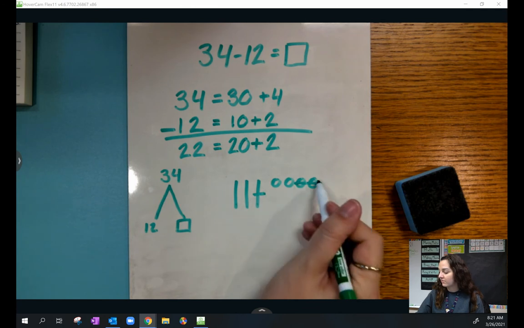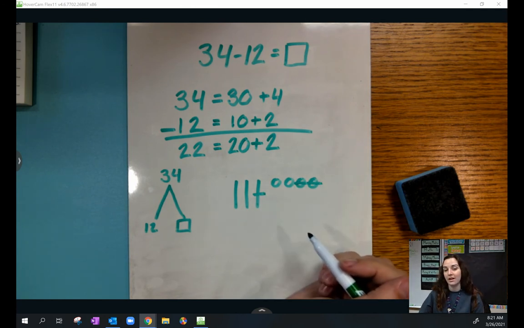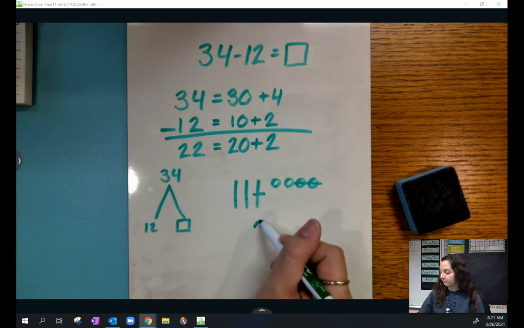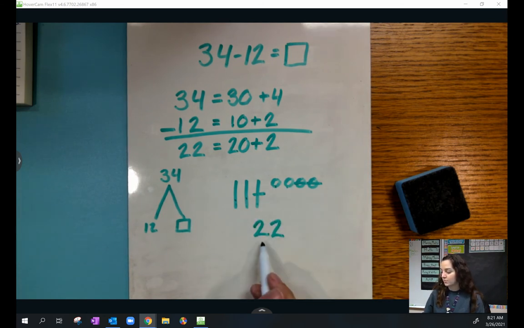So I have 10, 11, 12. And now I count up how much I have left. So 10, 20, 21, 22. And that just proved that both of my answers match. So that is how they're going to be able to do the expanded method with a proof drawing.